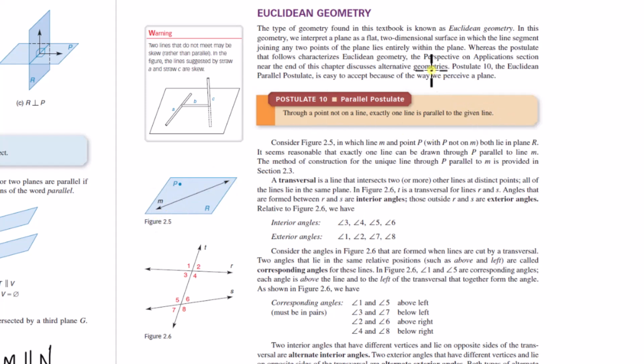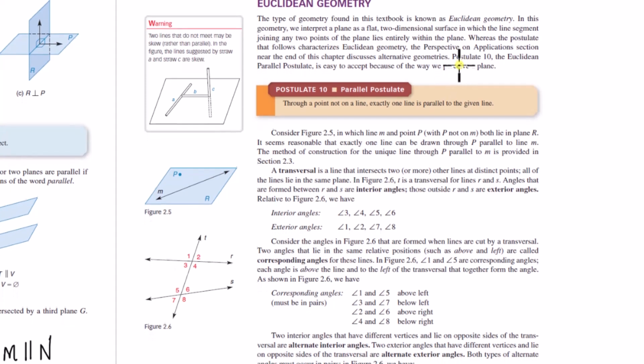And this is a result of our viewpoint from geometry from the Euclidean perspective, in that we interpret a plane as a flat two-dimensional surface in which a line segment that joins any 2 points within the plane lies entirely within the plane. That's the Euclidean perspective, and later in the chapter we're going to take a look at another perspective. But all of geometry in this course we study from the Euclidean perspective.